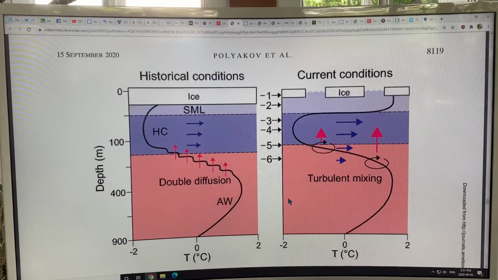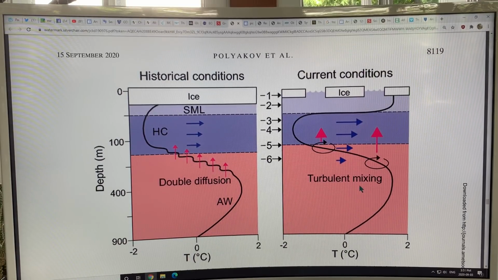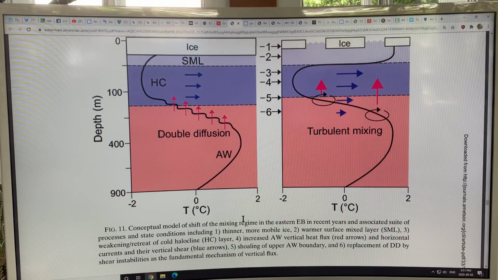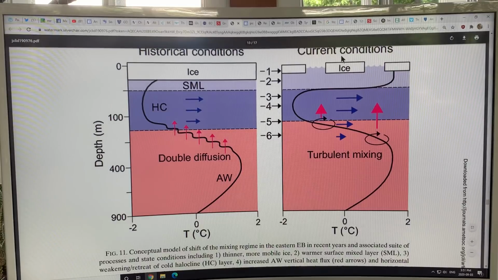Okay, and here, so this is good. This schematic kind of shows what's going on. So historically, we would have ice here. We would have a surface mix layer. So basically, thinner. We had ice before, solid, and now we have much thinner ice, and it's mobile. It's moving. Okay, current conditions.